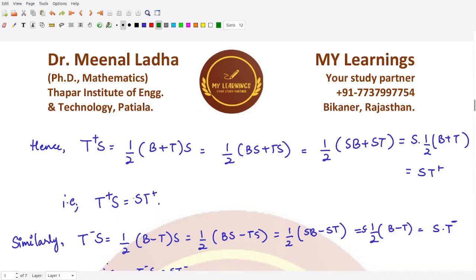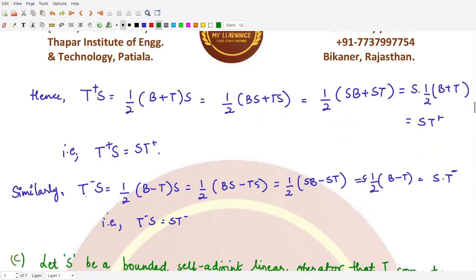For the next part, let's take T negative of S. It is very similar to the previous one. Now we'll just apply the definition for T negative. So it is half B minus T. Again we'll multiply by S inside and then commute both of these quantities and then take S again outside. So it is again the definition of T negative. So in this case you have this as the final result, right? So this is the proof for the second part.